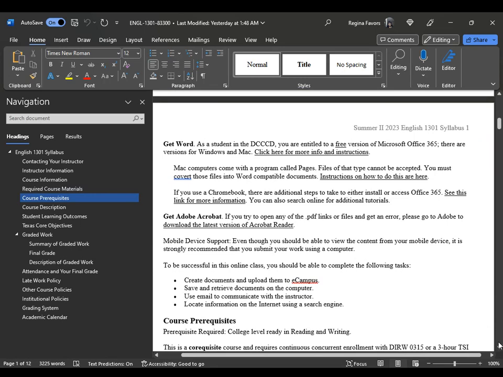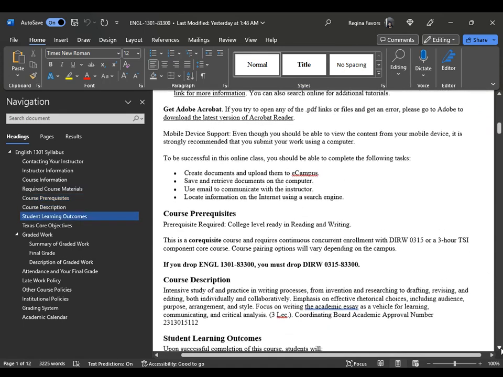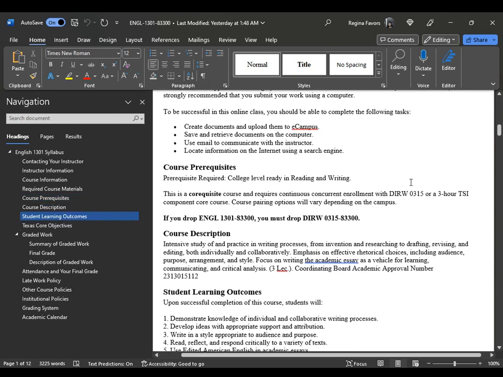get Adobe Acrobat. So the prerequisites: this is a co-requisite course, and so it requires your continuous concurrent enrollment in a DRW 0315 course. So if you drop this course, English 1301 83300, you must drop the corresponding co-requisite course, DRW 0315 83300. So do keep that in mind when you are planning your tasks.